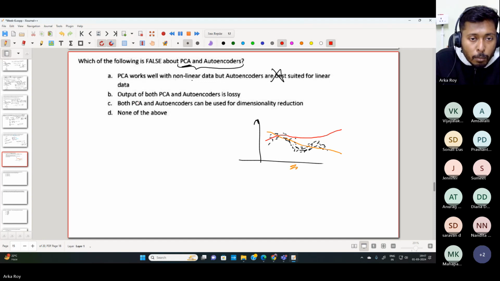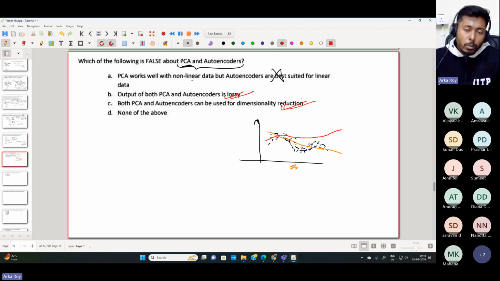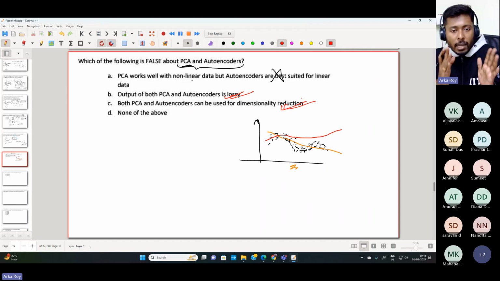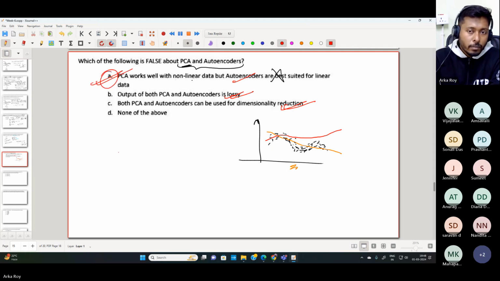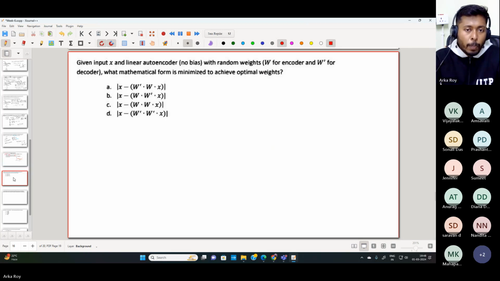Okay, both PCA and autoencoder can be used for dimensionality reduction. This one is correct because we use PCA and autoencoder to represent higher dimensional data in a lower dimensional space. So these two are correct options, and this is the false statement. So option A is the false statement. Okay.